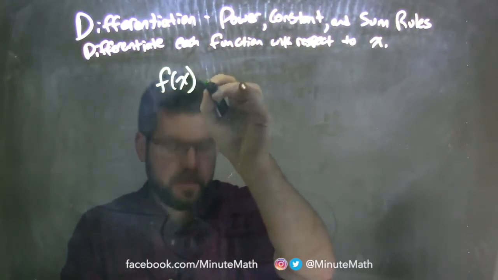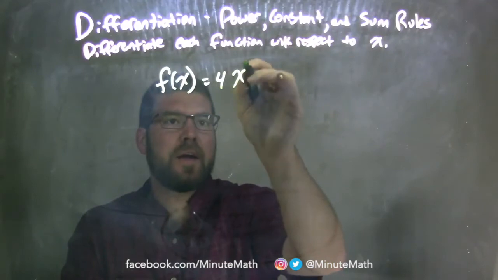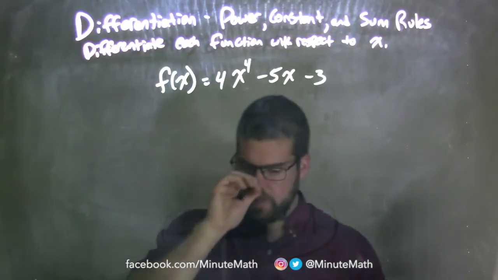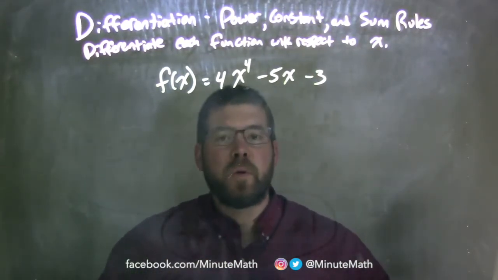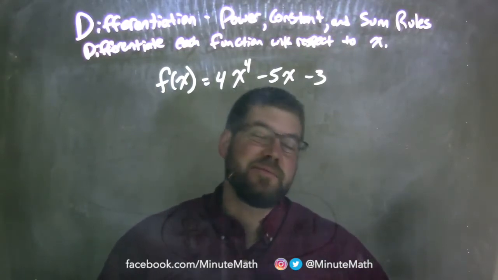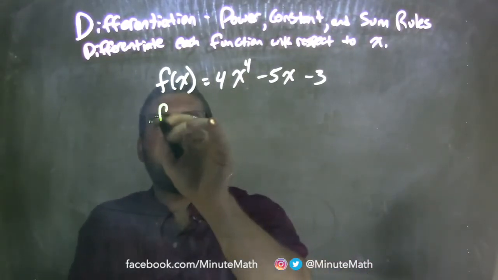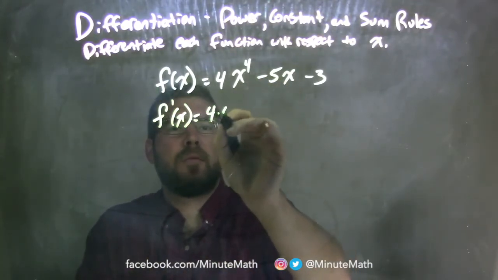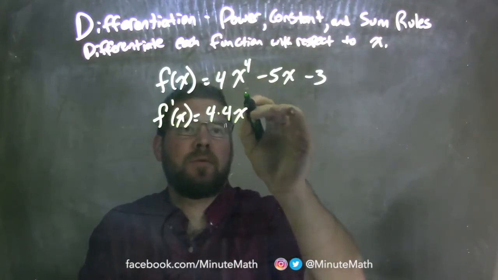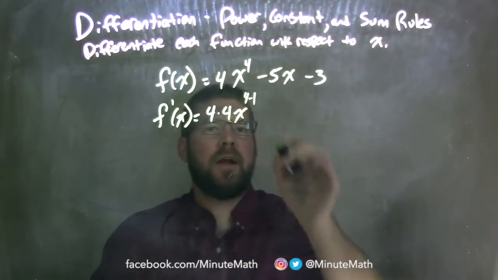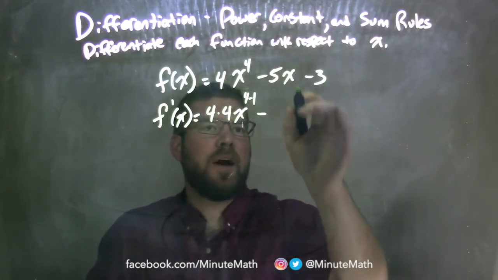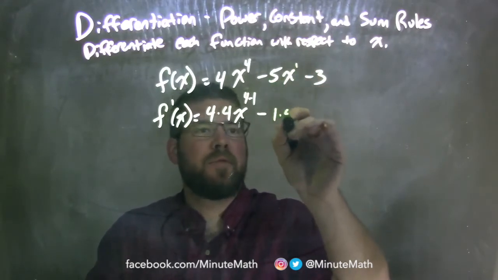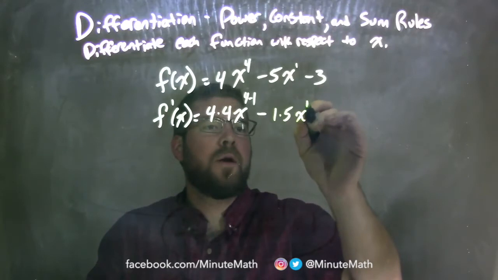f of x is equal to 4x to the 4th minus 5x minus 3. Okay? Well, if I'm going to derive this, I'm going to be using the power rule a few times, and the constant rule and the sum rule. So if we're going to find f prime of x here, the power rule states that I bring this 4 down up front, 4 times 4x, and I take the exponent and subtract 1 from it, so we'll do 4 minus 1. Then I do the same thing here with the minus 5x. There's a 1 up front here, right? So the power rule says I bring down that 1, so 1 times 5x to the 1 minus 1 power.